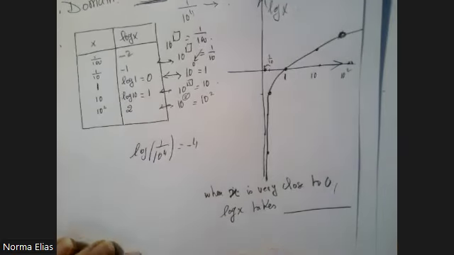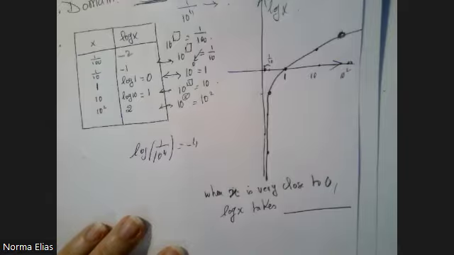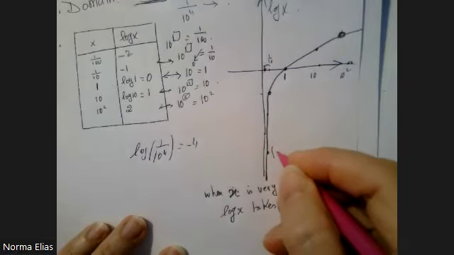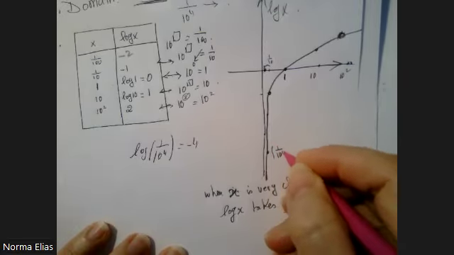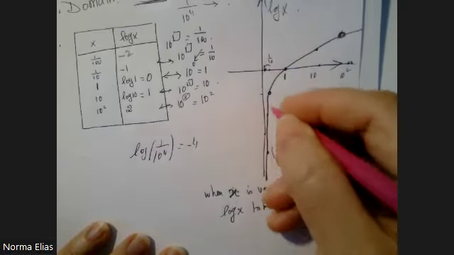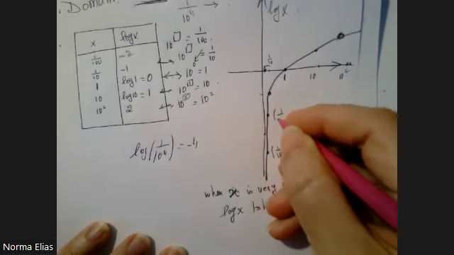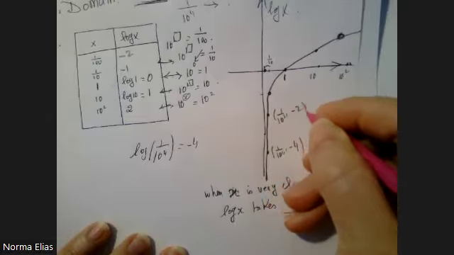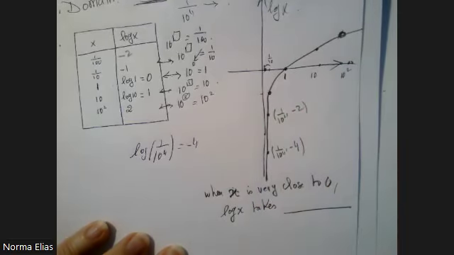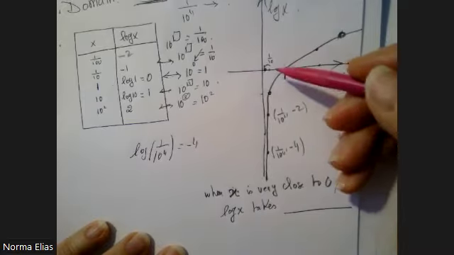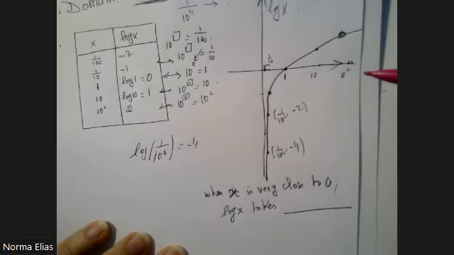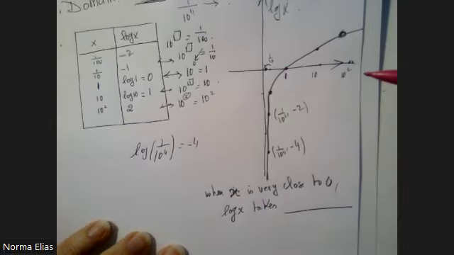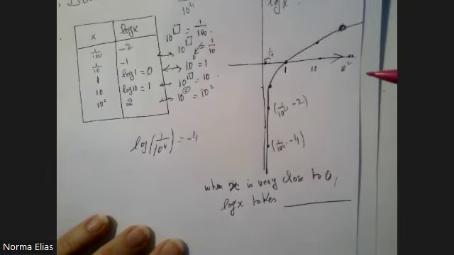Finish my sentence. So here, 1 over 10 to the 4 gives minus 4. Right here, 1 over 10 squared gives minus 2. So what are the values of the log when x is very close to 0? Anybody can think of the answer?